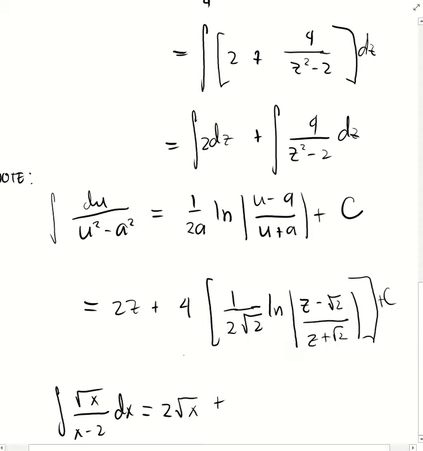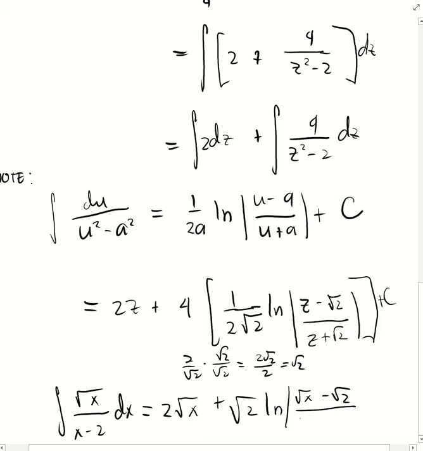So 2 over square root of 2. We can multiply by square root of 2 over square root of 2, and this will be 2 square root of 2 over 2, or simply square root of 2. So plus square root of 2 ln of (square root of x minus square root of 2) all over (square root of x plus square root of 2) plus c.